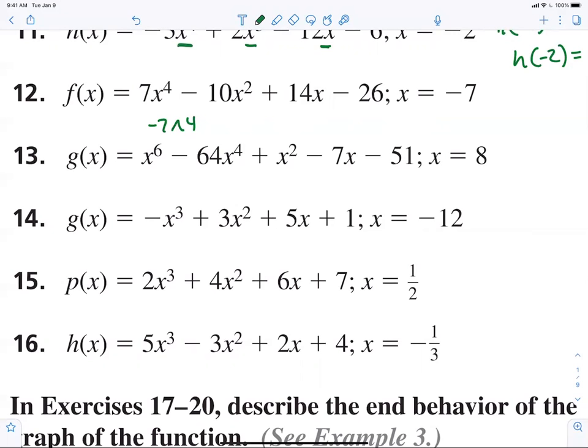Yeah, it has to be in parentheses. Thank you, Bo. It must be in parentheses. So now I want everybody to listen to me.